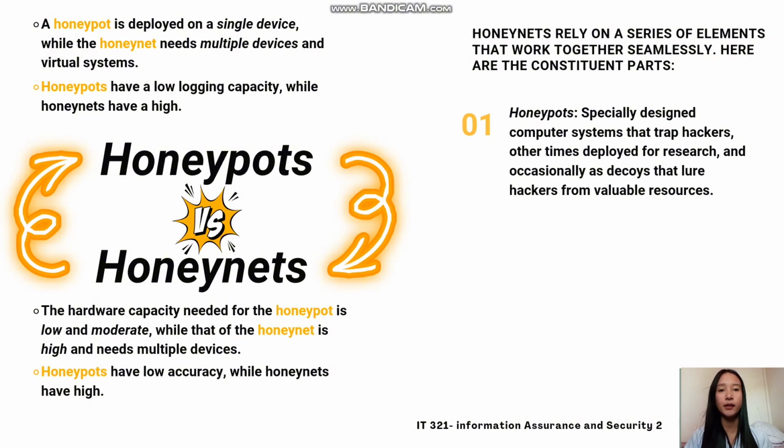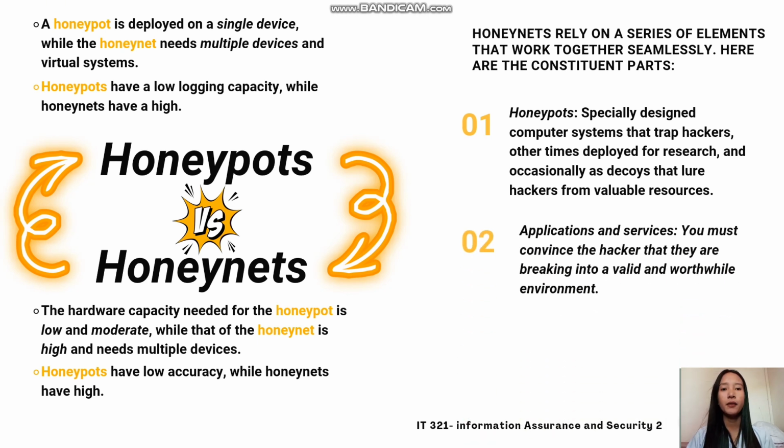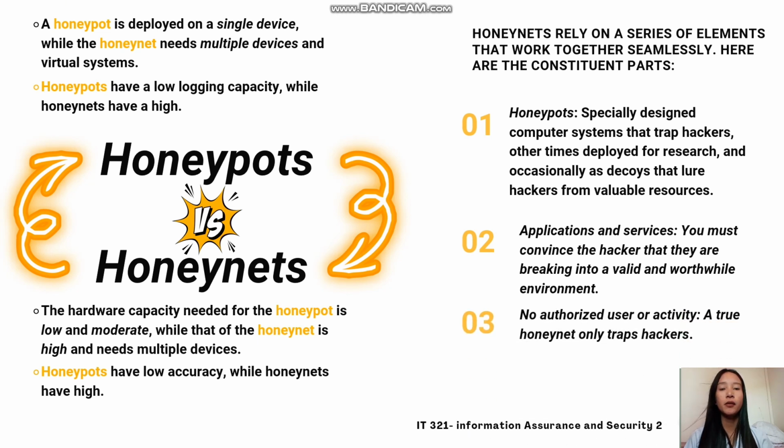from valuable resources. Sometimes they're used for research and other times they act as decoys to distract hackers from important resources. Second, applications and services. You must convince the hacker that they are breaking into a real and worthwhile environment. These are software programs and tools used to make hackers believe they're infiltrating a real and valuable environment worth their effort. Third, no authorized user or activity.